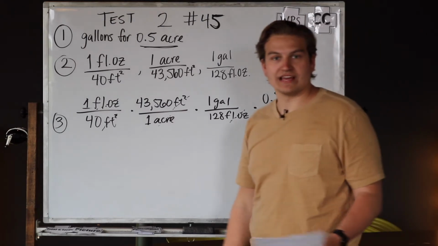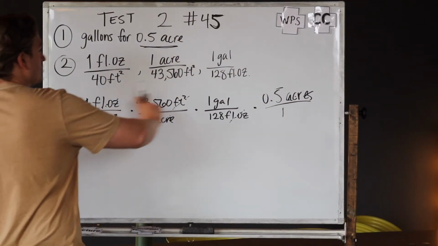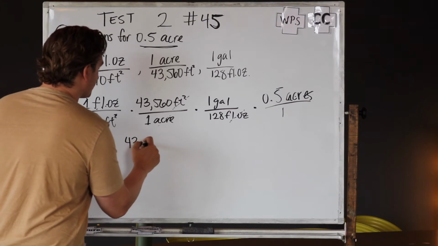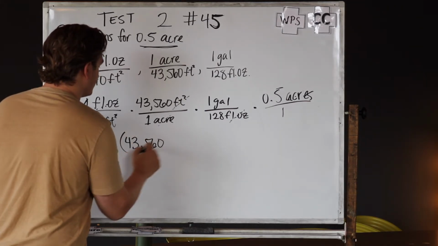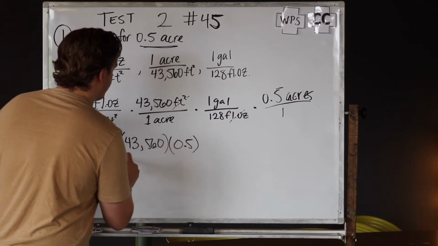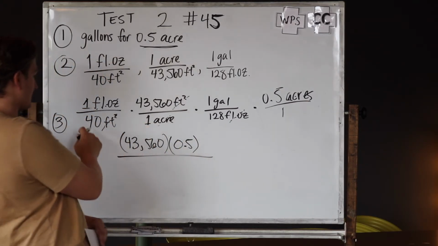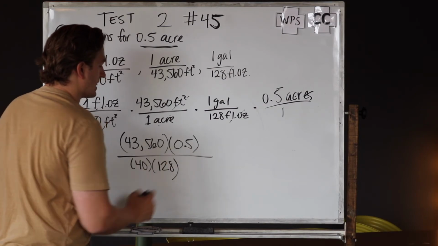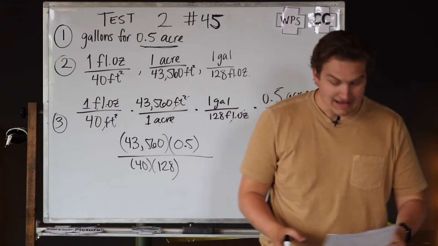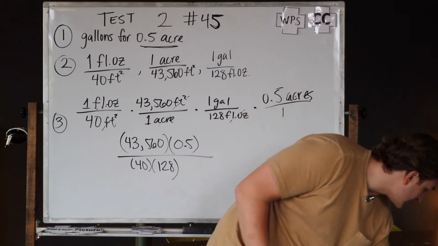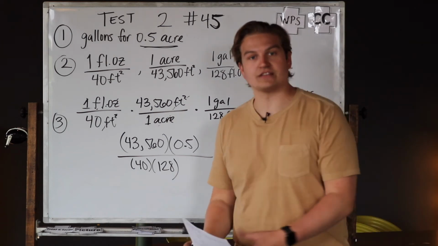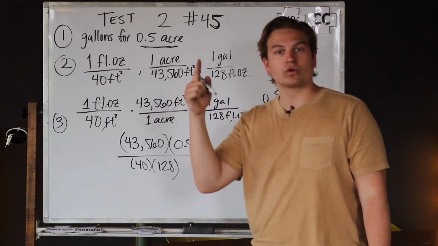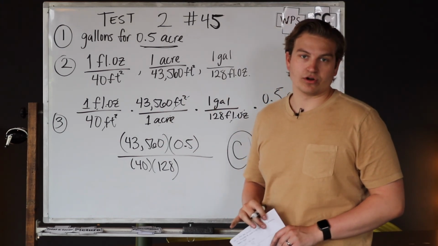Look at how the answer choices are laid out. It's all in one fraction. So all I'm going to do is take the numerator and the denominator, and I'm going to turn this into one fraction. In the numerator, I have 43,560 times 0.5, right? Yes, and in the denominator, I have 40 times 128. So I'm going to look for the answer choice that looks something like this, and it should be answer choice C. Let me double check the old problem here, and sure enough, there it is, answer choice C. So this is the correct answer. We solved this problem using our word problem strategy and this fancy schmancy term called dimensional analysis.